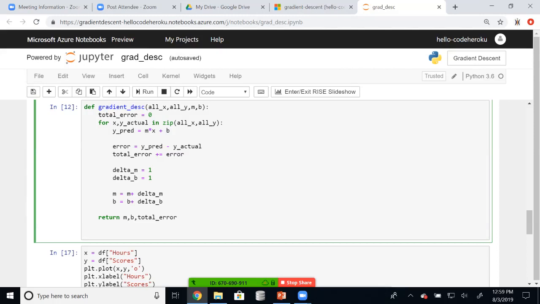So what should I write over here? Delta m and delta b. We already derived the equation for delta m and delta b. Ignore the 2 by n over there, because I'll just show you in the next few seconds why we don't need it.